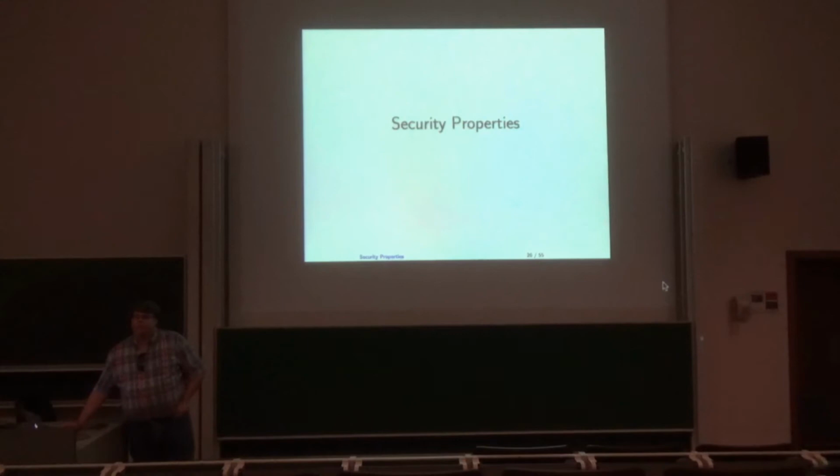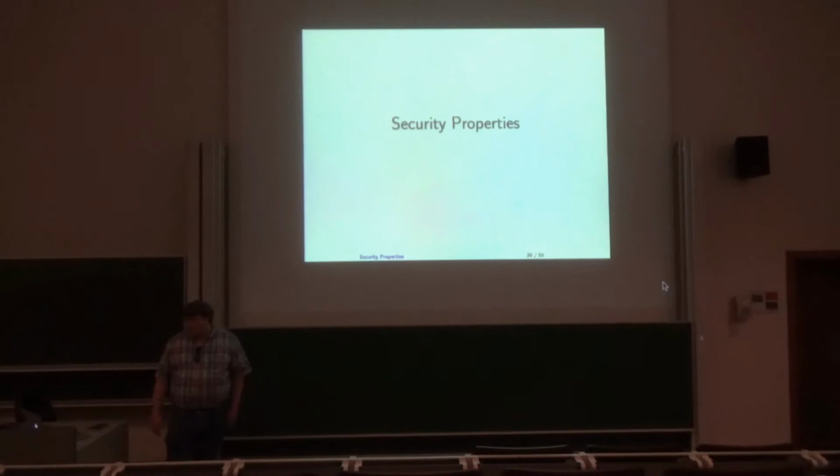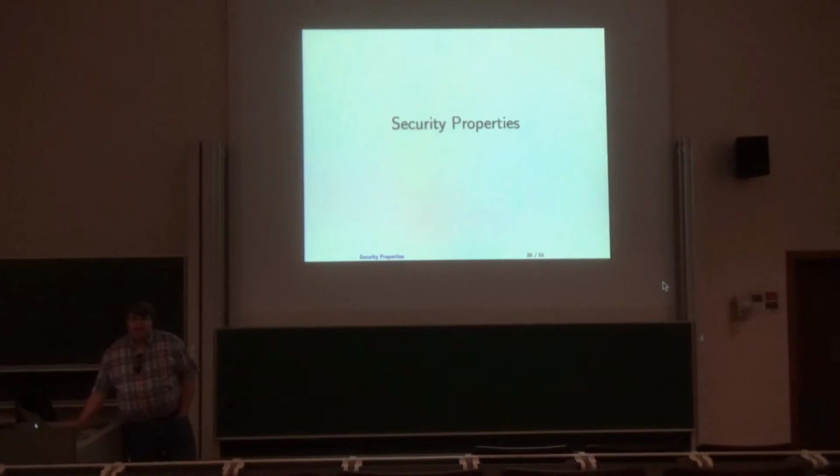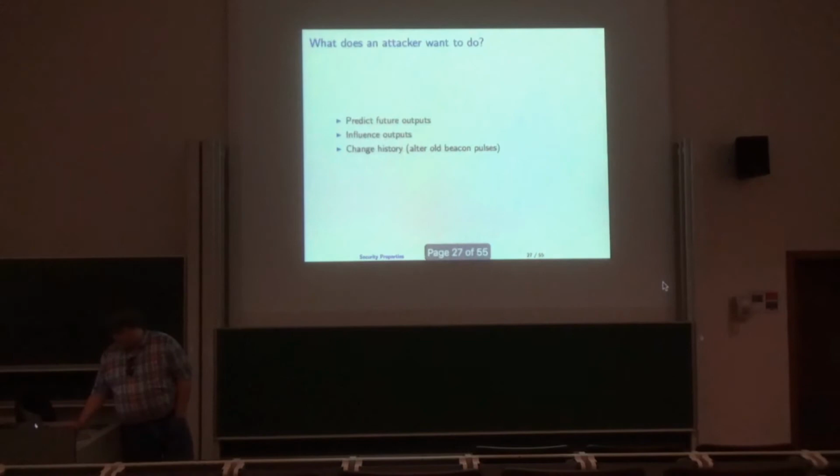So I've told you how the beacon works, what's going on internally, what the fields are. So I want to talk a little bit about some of the security properties, the security arguments of this, and why we did the things we did, why we added these extra fields. In order to do that, I want to think about what an attacker wants to do. I'm going to think about these three ideas that an attacker might want to do.